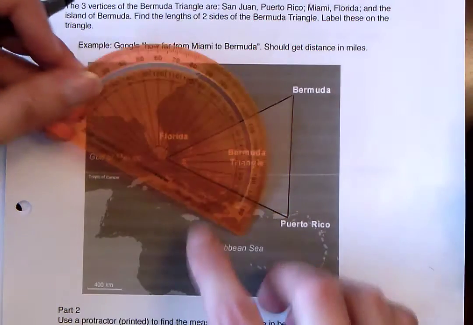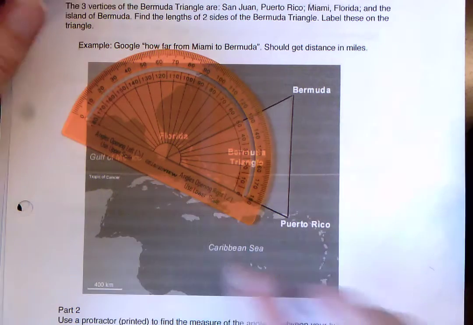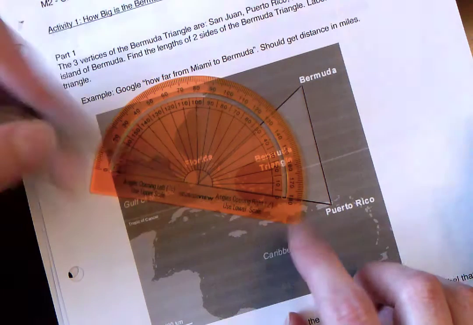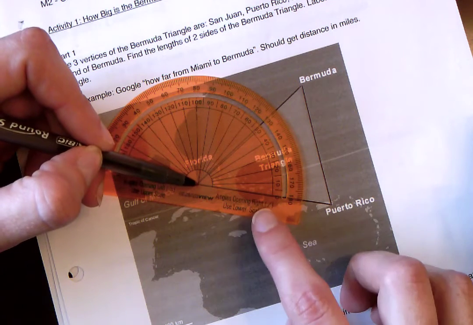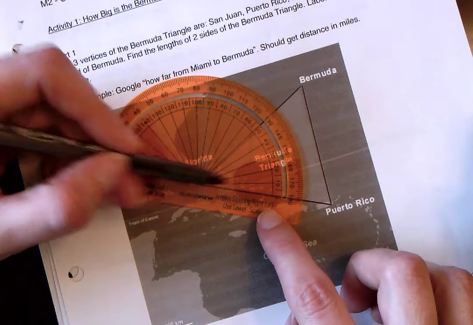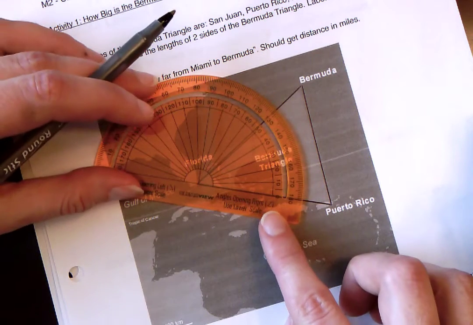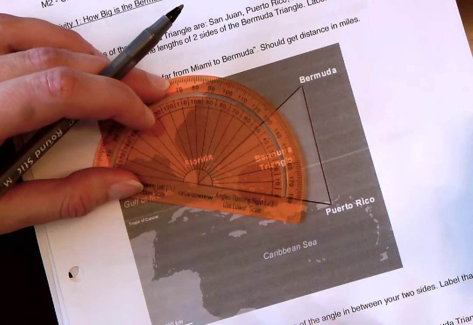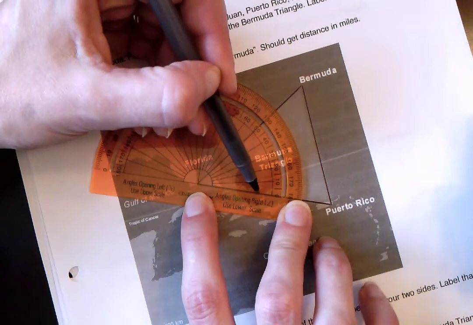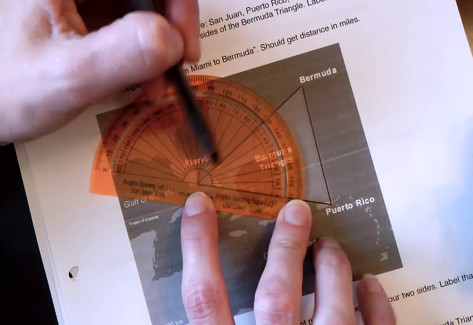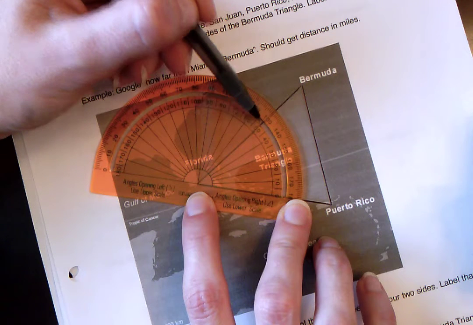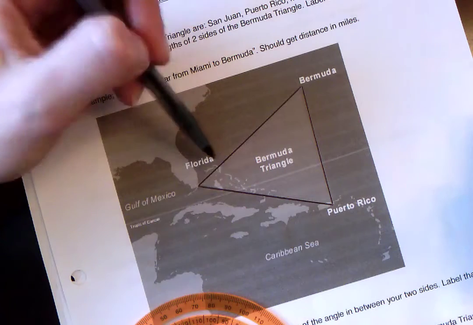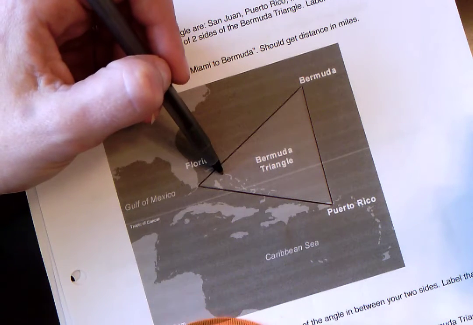Again, you place your protractor so that the little cross section is right at the angle, and this lines up with the base of this triangle. If I put it right there, you can see the base, and here is the degree. I don't know if you can see it, but 50 degrees is what that looks like. So this apparently is 50 degrees. If you want to use that, you can.